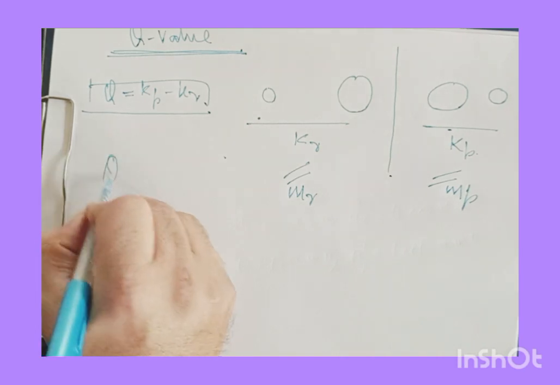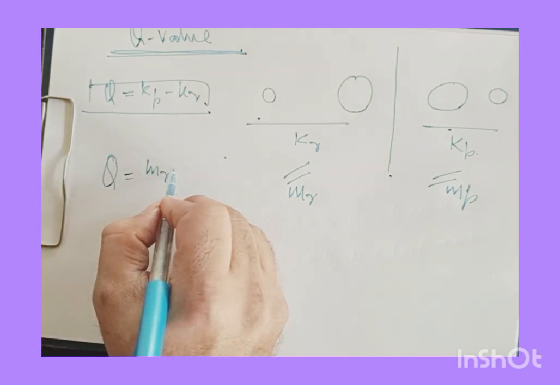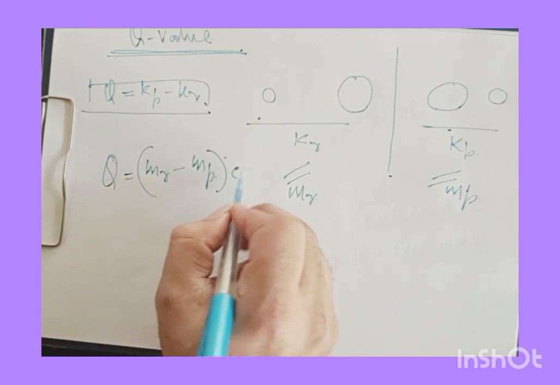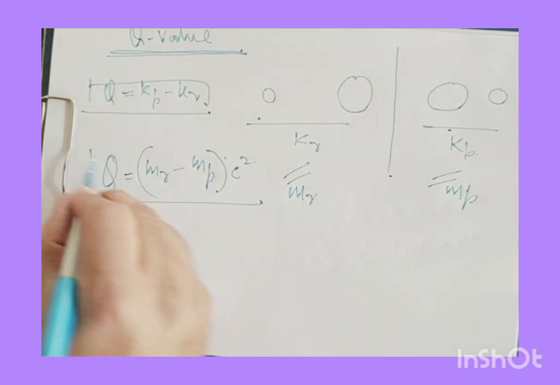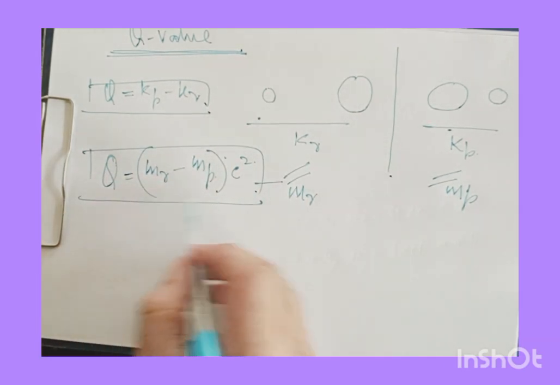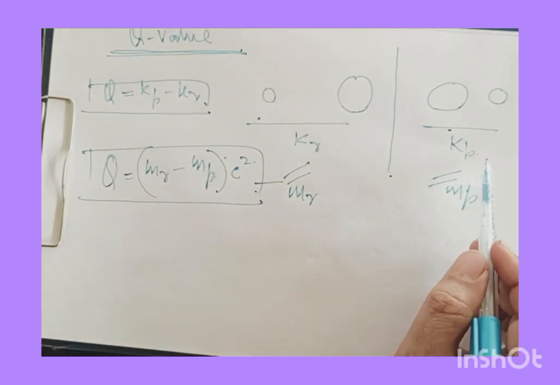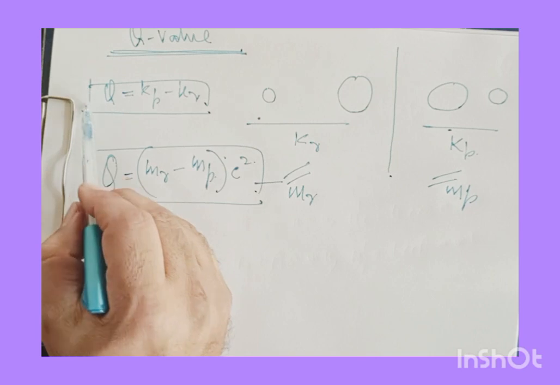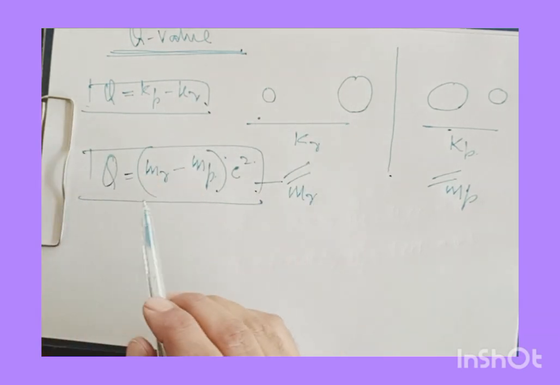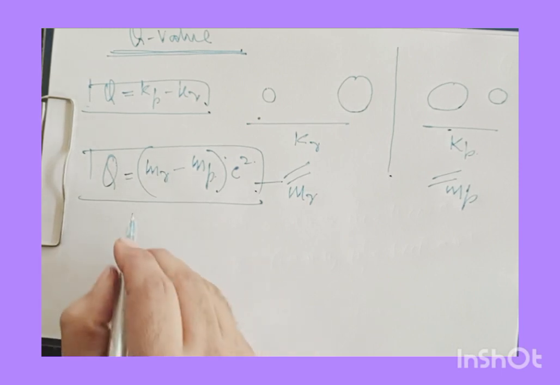But what we have to do is that we have mass of reactants minus mass of products. We have to multiply it by c square. So this will give me the Q value if I measure it in terms of the masses of the reactants and masses of the products. And if I can measure it in terms of the velocities, I can find the Q value.